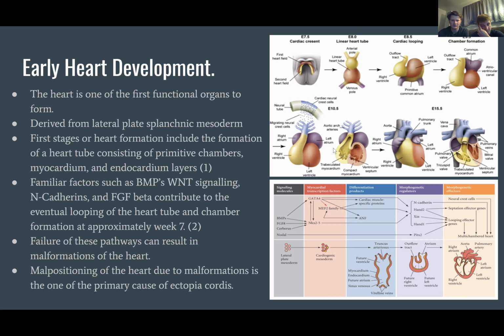of the heart. We also have migrating neural crest cells, which lead to branching of the various pulmonary trunks and arteries and veins that allow for blood to be pumped in and out of the heart effectively. Any kind of disruption to these pathways can lead to malformations of the heart, which can lead to malpositioning of the heart as well. If the heart is in a bad position, then it can be the beginning stages of ectopia cordis.